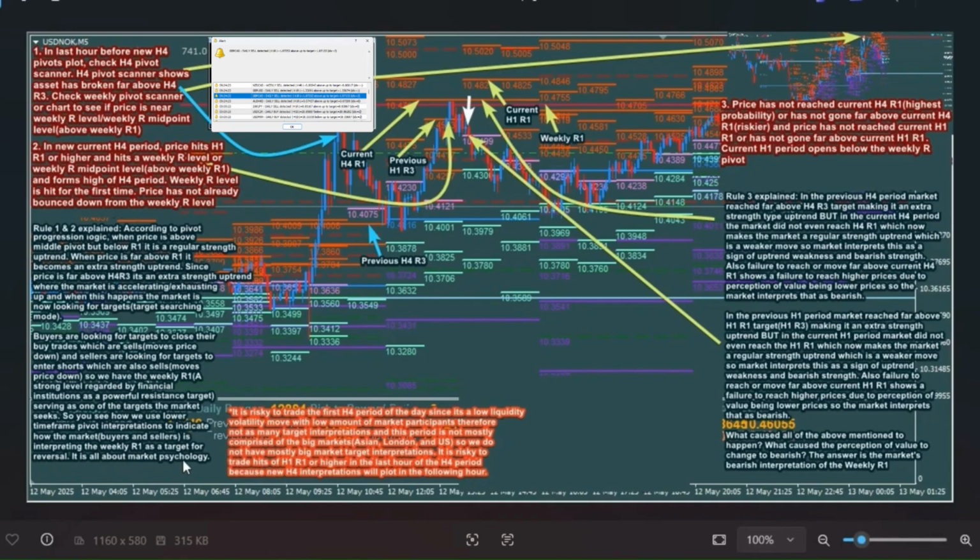It is all about market psychology, okay? So we are using lower time frame pivots, which are the H4 pivots and the H1 pivots, to discern how the market is interpreting the weekly R pivot targets, okay?